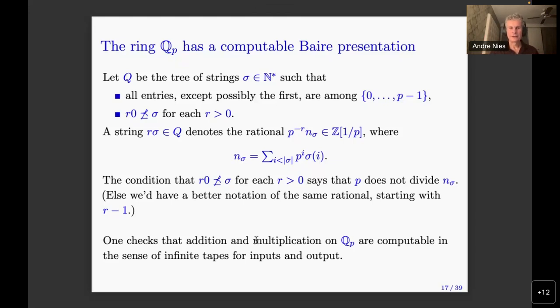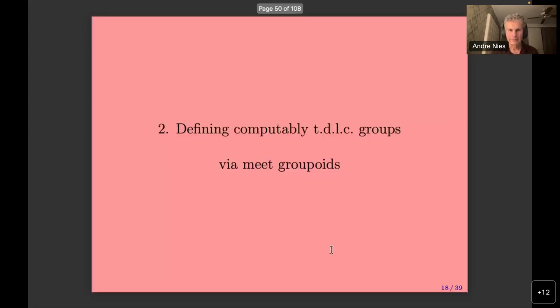Okay, back to this. So you can check that addition and multiplication on Q_p are computable in the sense stated. For more detail, you could look in the paper. So that's the first definition by the tree presentations. And now the second one, via these meet groupoids.